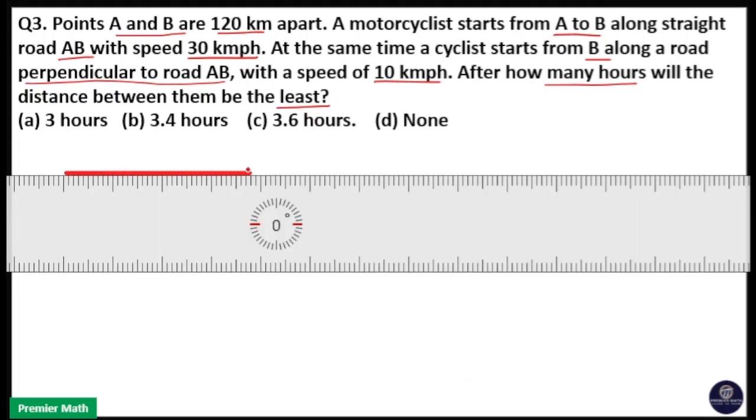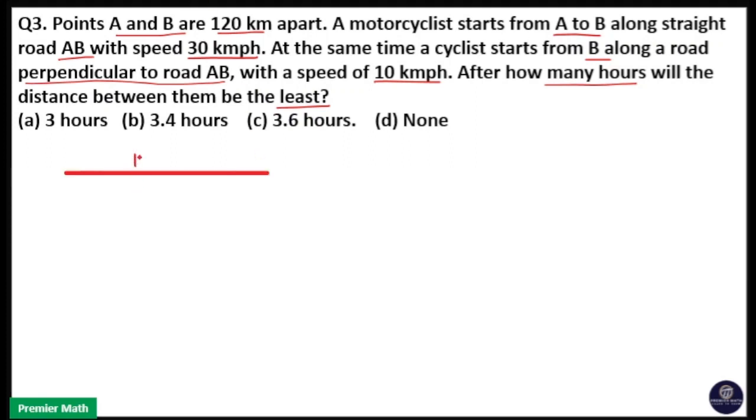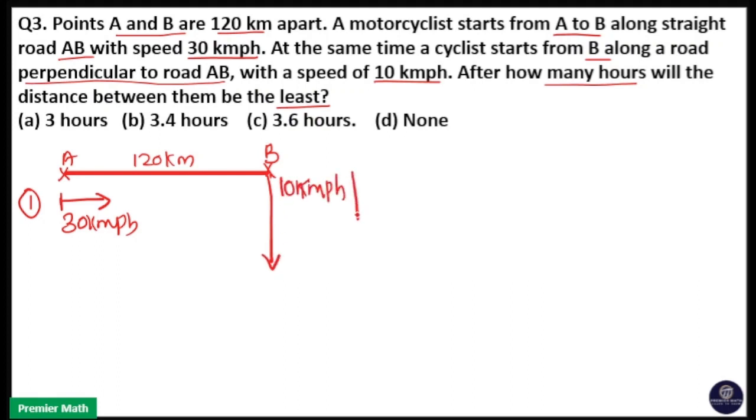Here the distance between A and B is 120 km. This is A and this is B. Cyclist 1 starts from A towards B with a speed of 30 km per hour. Then another cyclist starts from B perpendicular to AB, in this direction, with a speed of 10 km per hour. We need to find in how many hours the distance between these two cyclists will be minimum.